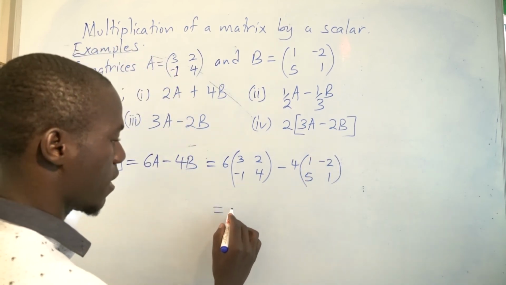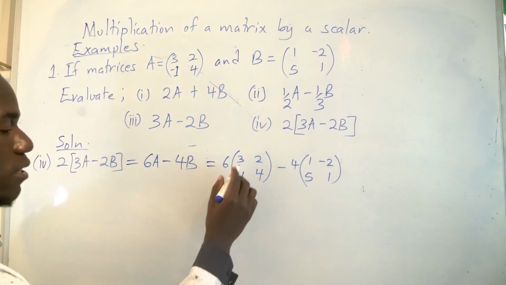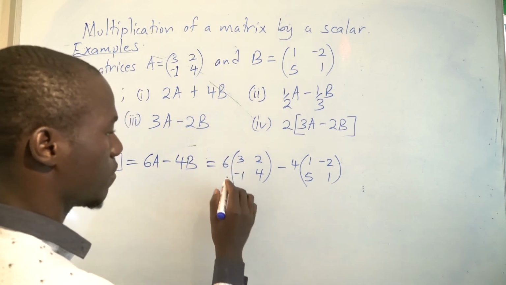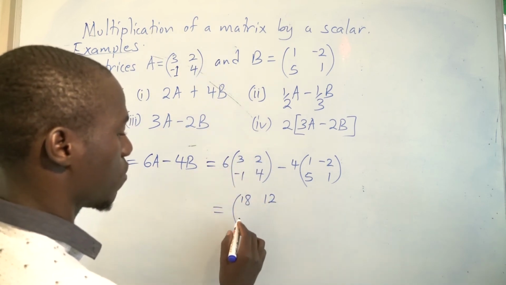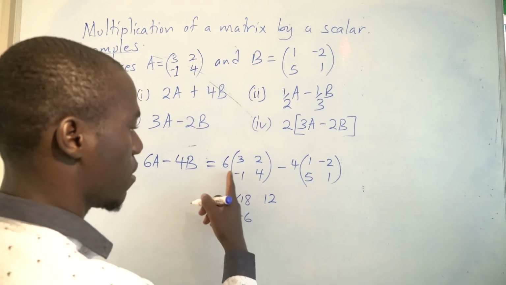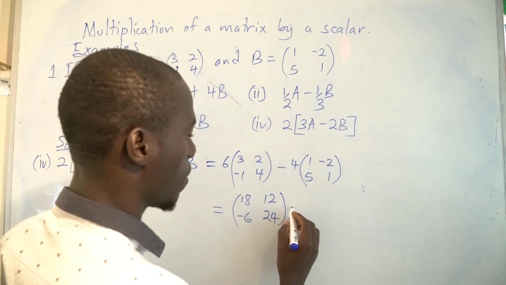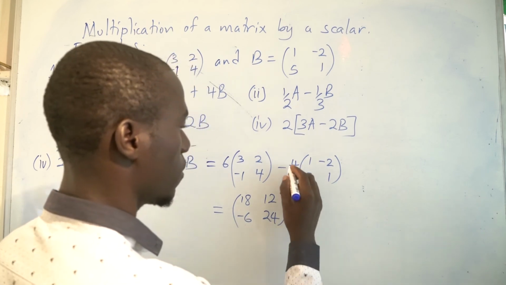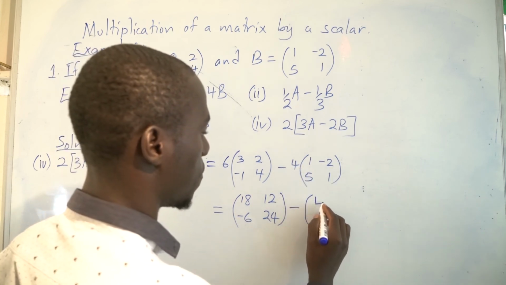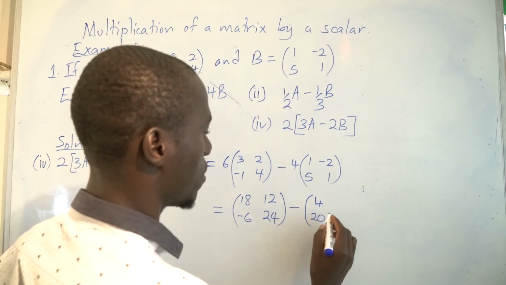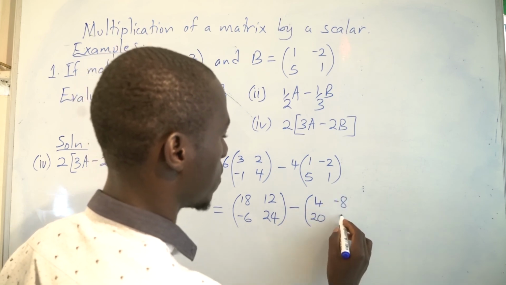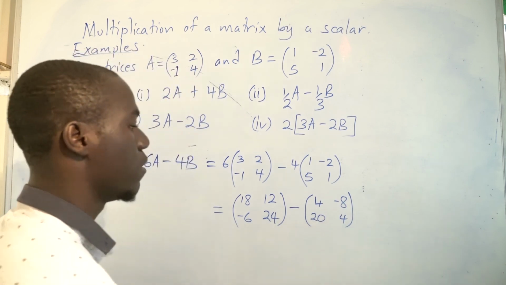So when I multiply, this one gives me 18. When I multiply, that's a 12, negative 6. And then when I multiply, that is a 24. Then minus, when I multiply, that is 4, 20, negative 8, and then 4.